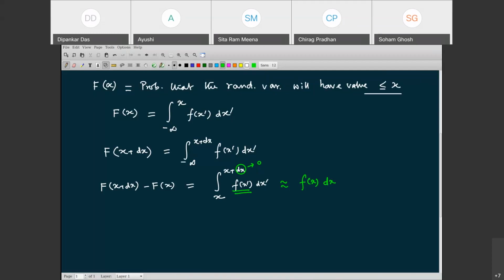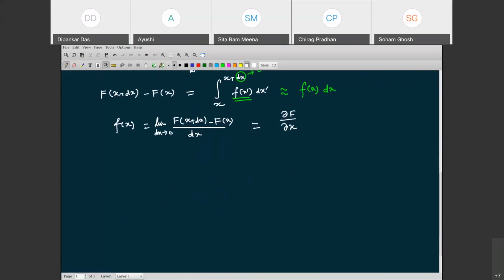So the probability distribution f(x) basically becomes F(x plus dx) minus F(x) divided by dx, in the limit when dx tends to 0, and that is the formula for the derivative of capital F. So the probability distribution is obtained as the first order derivative of the cumulative distribution function, and sometimes the cumulative distribution is important in that regard. Okay, so good.